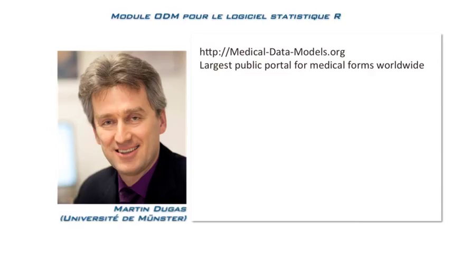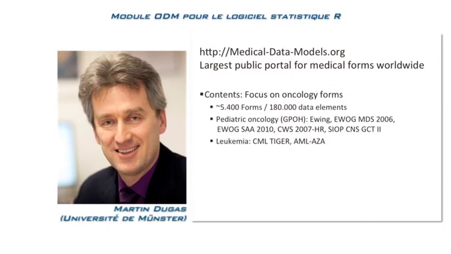So what we have so far, here you see the internet address, medicaldatamodels.org. This is, to my knowledge, the largest public portal for medical forms worldwide. Currently, we have approximately 5,400 forms available with 180,000 data elements. It has a focus on oncology. So, for instance, in pediatric oncology, we have a lot of forms from different trials. You might know Ewing sarcoma, also MDS sarcoma, or COPSET and S, which is about brain tumors.